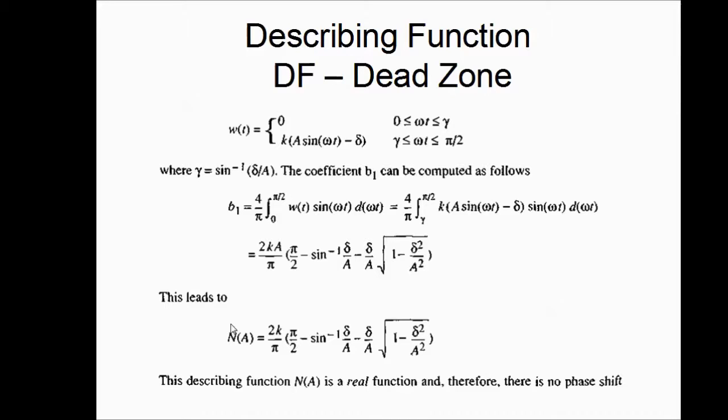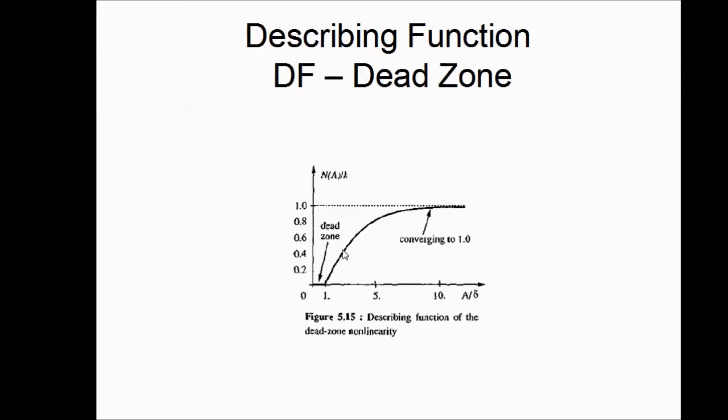Applying the definition, we have this function as the describing function. It's a real function because there is no phase shift in the output waveform as compared with the input sinusoid. Therefore, this describing function is a real valued function. If we plot this, it looks like this. So this is the dead zone where the describing function is also 0.